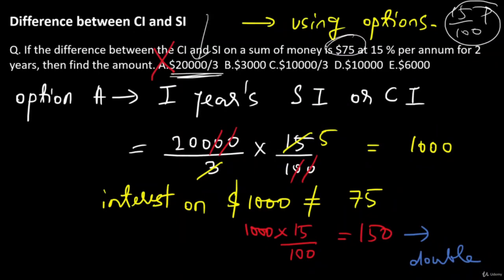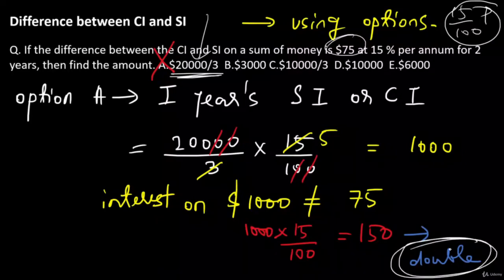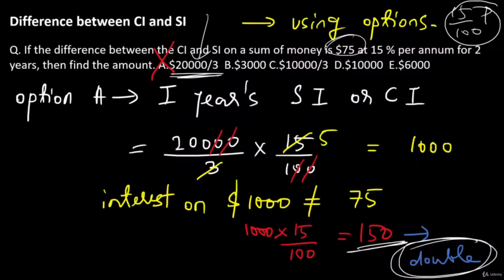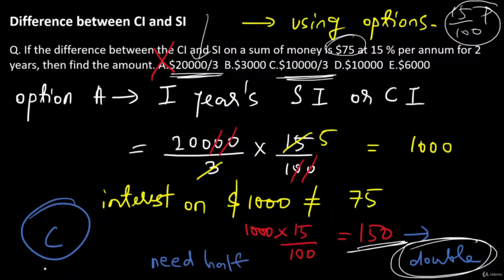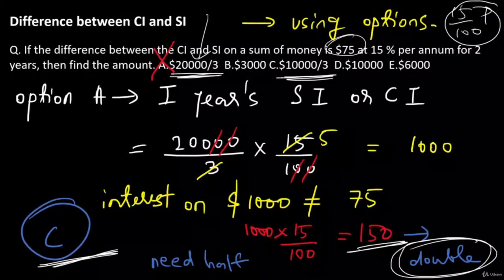Not only that, but we can see that we need half of 20,000 by 3, right? Because we got double over here. So to make this half, we have to change the principal and make it half. So half of 20,000 by 3 is equal to 10,000 by 3, which is answer option C. So we have solved the same question by just using the options.